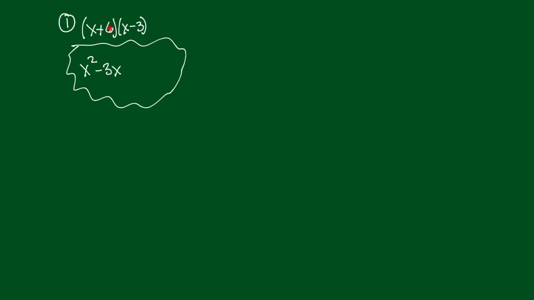And then I'm going to move over to the 6. So I'm going to get a 6x, and then a minus 18. But I can keep track of this in my head. So I'm going to write this as x squared, and then just do this one in your head.